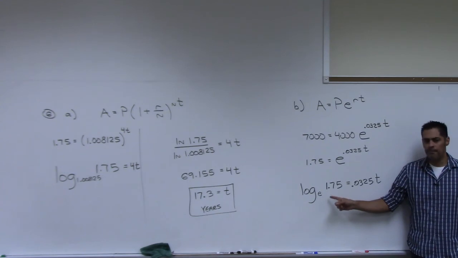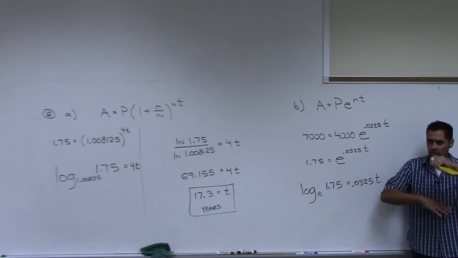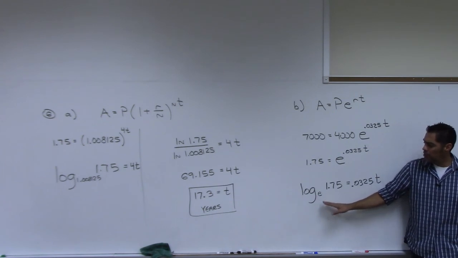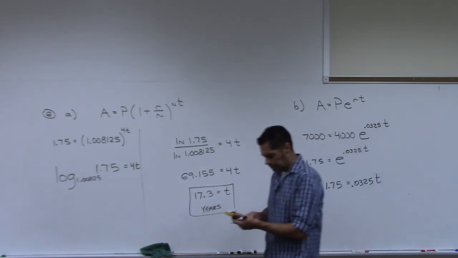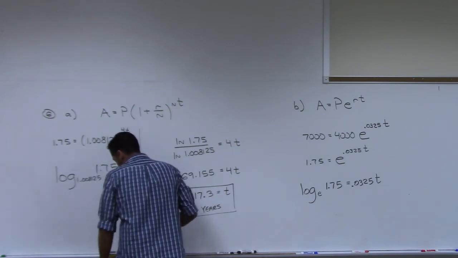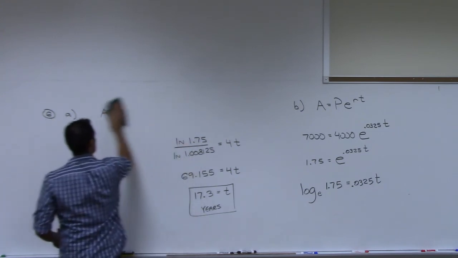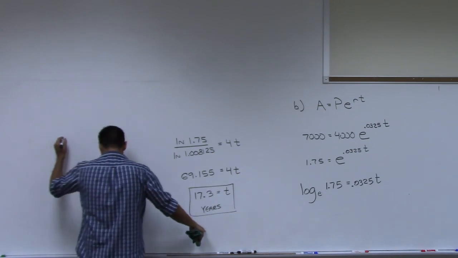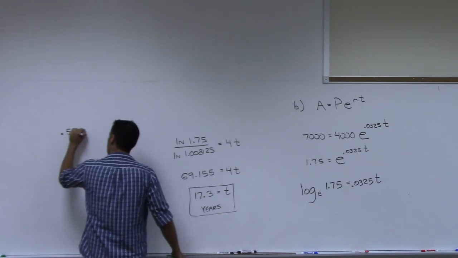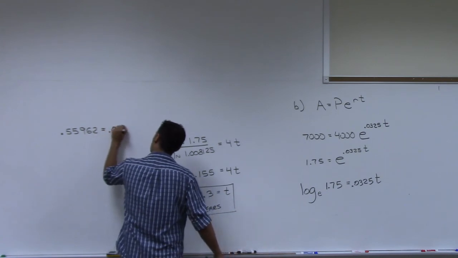What about this? You can just do natural log. So you don't have to do the breaking it up into 2 logs because it's base E. Over there we had to. Here we don't. So this is just natural log of 1.75, which I'll do on my calculator. The left side I get 0.55962 or something like that. I'm going to leave that answer up there. So I have 0.55962 equals the right side, 0.0325t.